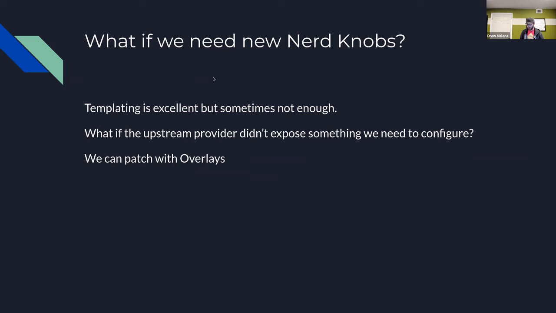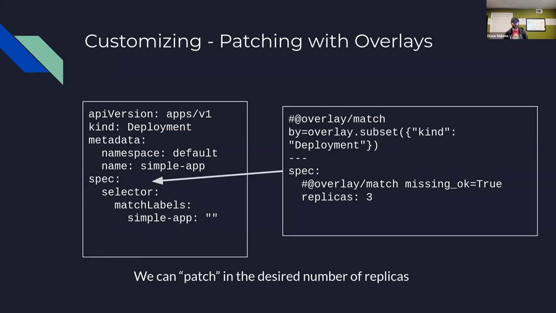So this is cool. We can template things. What if there aren't enough nerd knobs though? As an example, the config that we've been using, my deployment, it just says a deployment. So if I don't specify the number of pods, I'm only going to get one pod. This is a bit of a trivial example because adding a number of replicas into a config isn't that difficult. But the point here is you can take an upstream artifact like a manifest YAML file or an entire Helm chart, and you can insert your own patch configs into there.